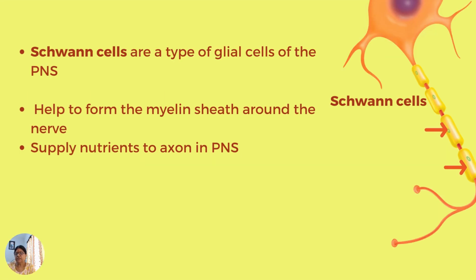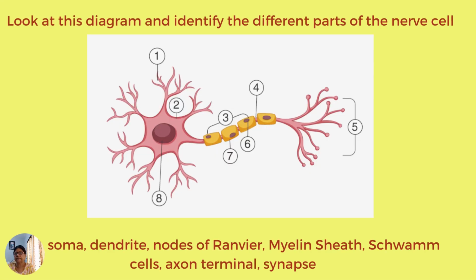Schwann cells, also known as a type of glial cells, are present exclusively in the peripheral nervous system. Schwann cells play an essential function in the development, maintenance, and regeneration of the nerves in the peripheral nervous system. Schwann cells are also known as neurolemmocytes. Now take a look at this image and try to identify the different parts in the given diagram.